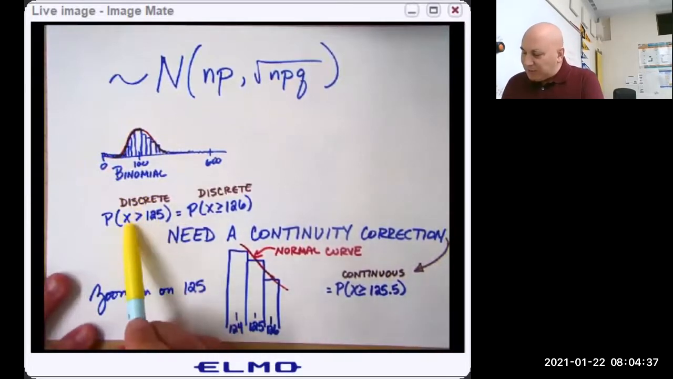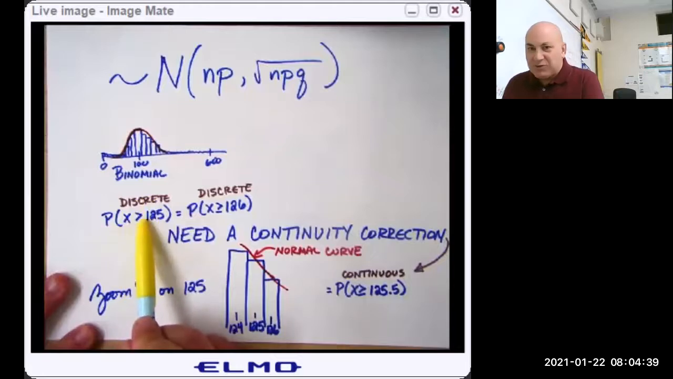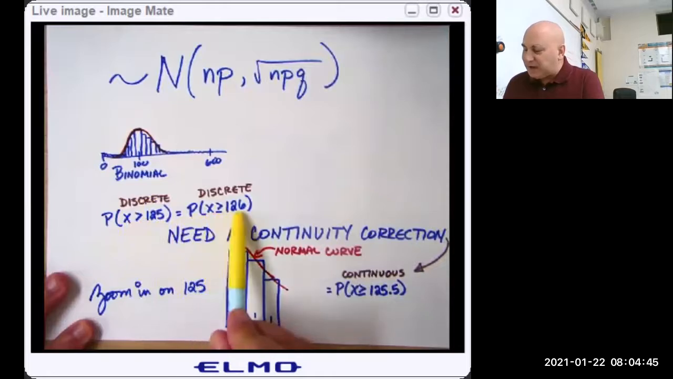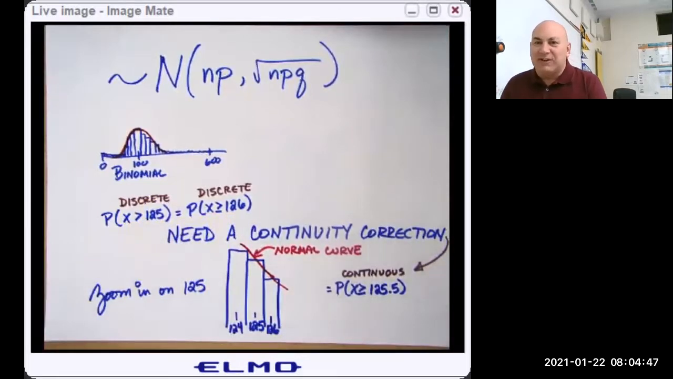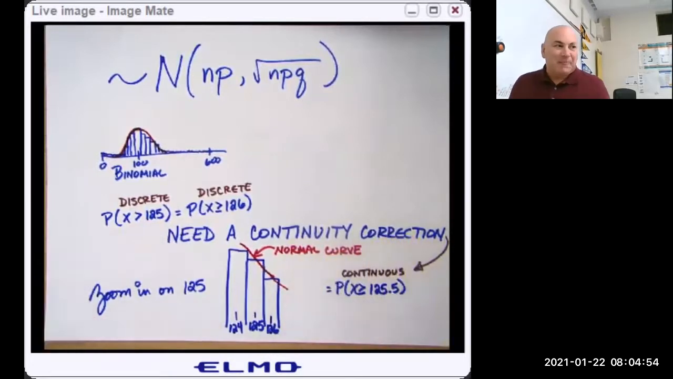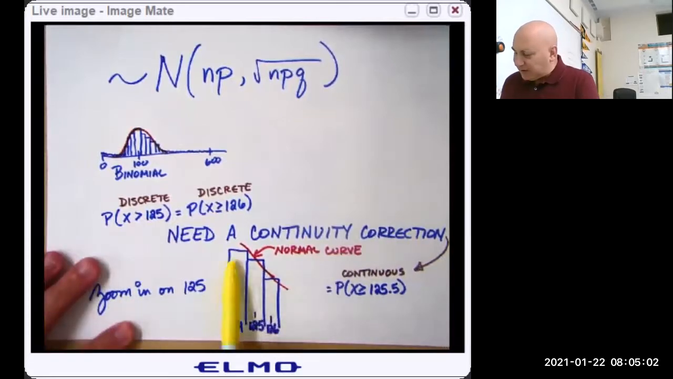So if I wanted the probability that X is greater than 125, then that's equal to the probability that X is greater than or equal to 126. Now we have the fun part. We have what's called the continuity correction. We have to make this continuity correction because we're taking a discrete distribution with these rectangles, and we're approximating it with the smooth, continuous normal curve.